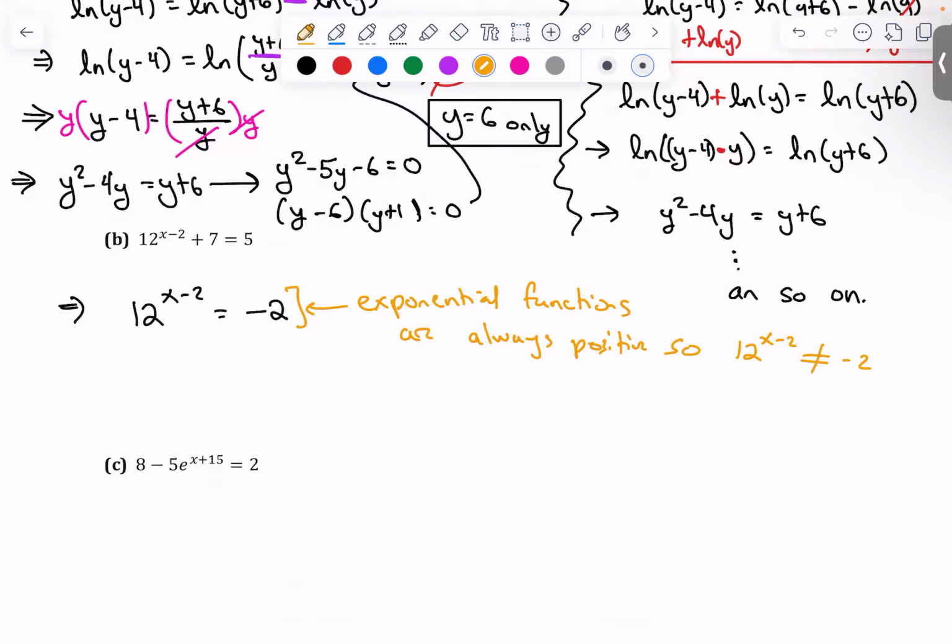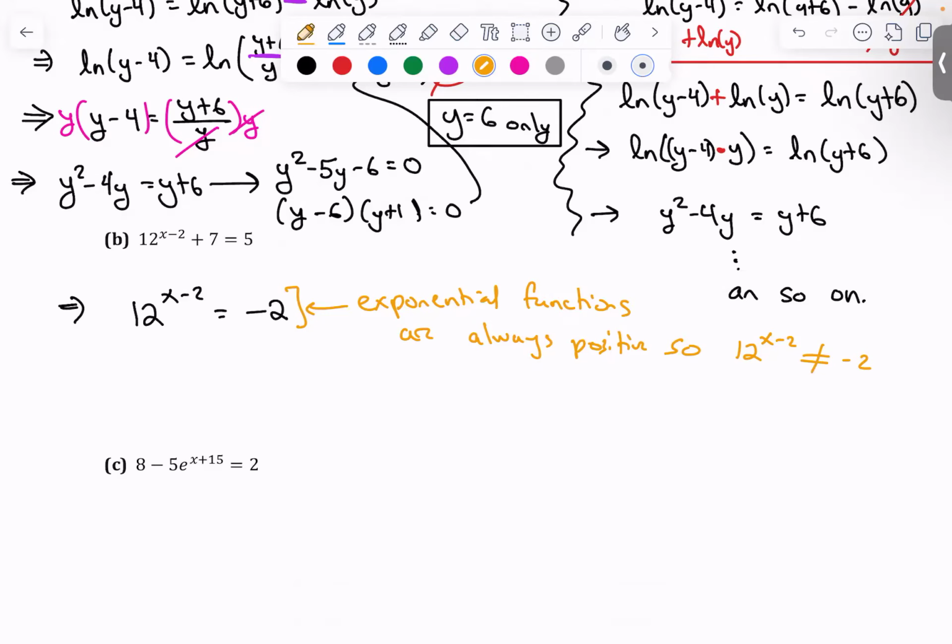12 to the x minus 2, no matter what x is, be it negative 5,000 or 7,205, no matter what x value you plug in, is always going to result in a strictly positive number. It might be really close to 0, or it might be incredibly large, but it's always positive. So there's no way for it to equal negative 2 in the first place.